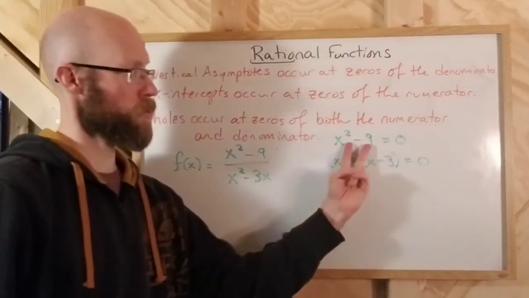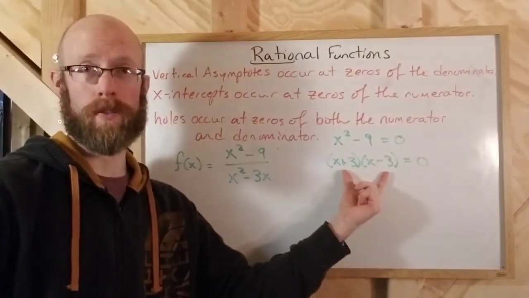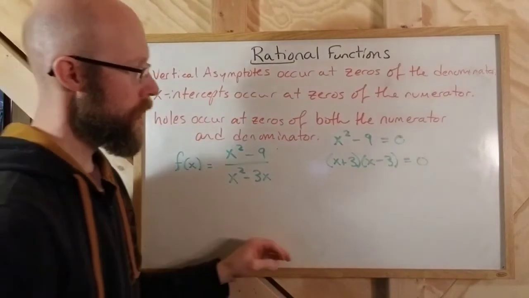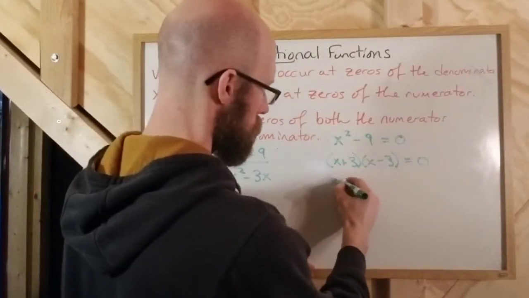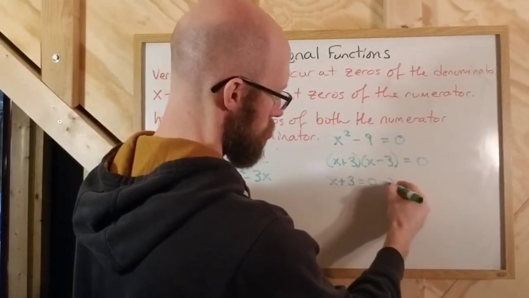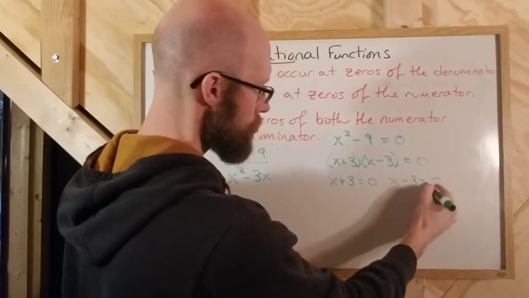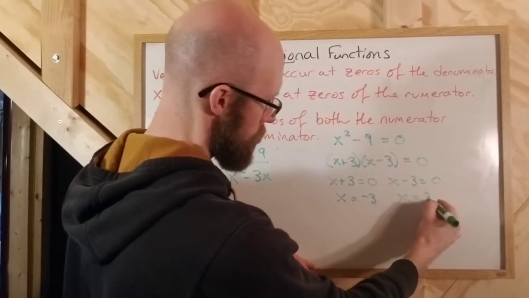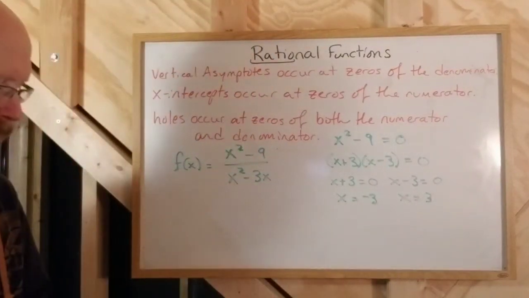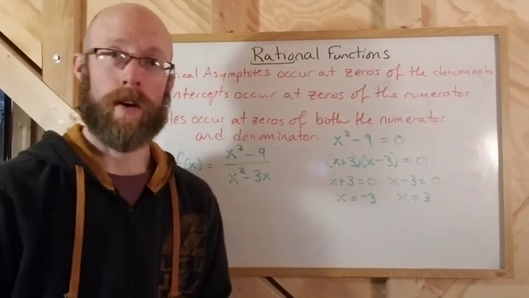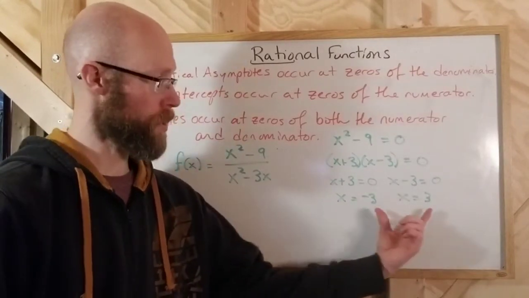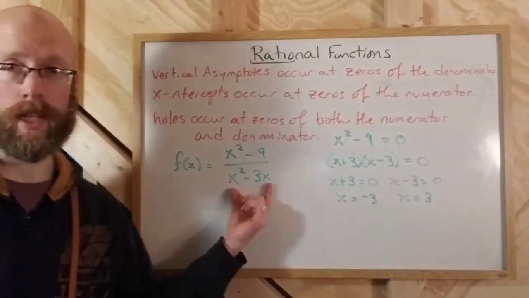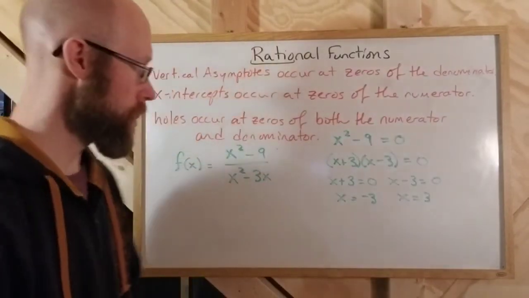The difference of squares will always factor into a set of conjugates. Then you set each factor equal to 0, and of course we know that the zeros are just going to be -3 and +3. Now I can't make a determination on whether these are x-intercepts or holes yet until I know what the zeros of the denominator are. So let's go ahead and do that.